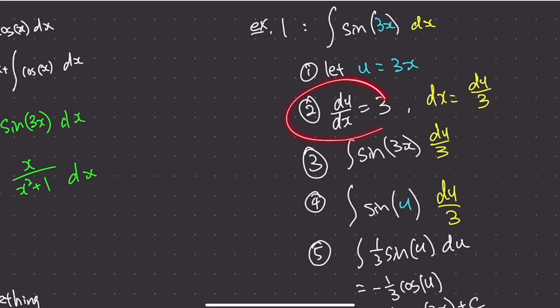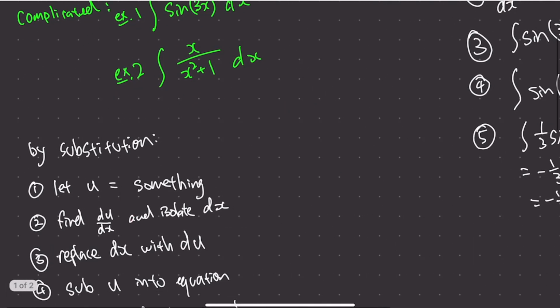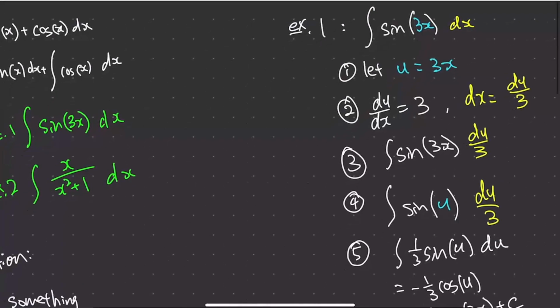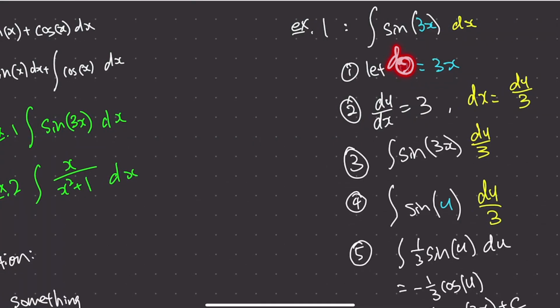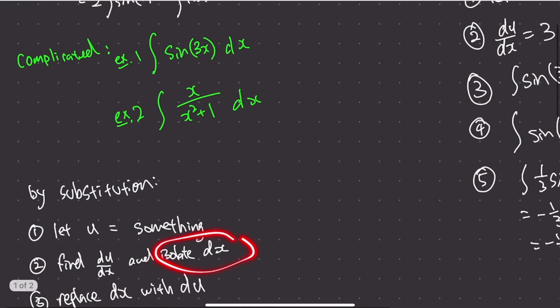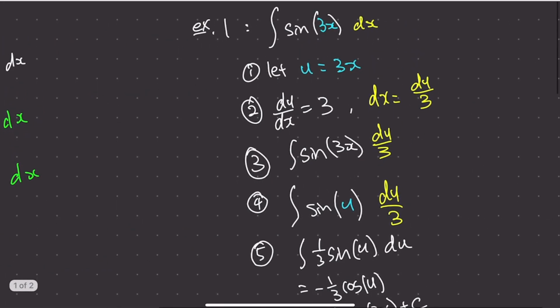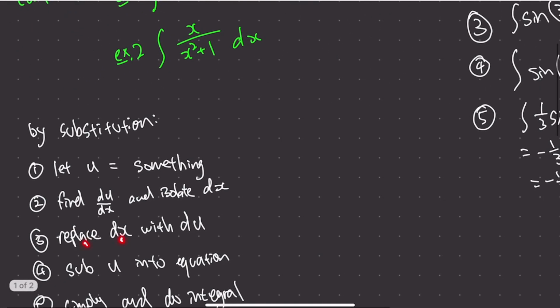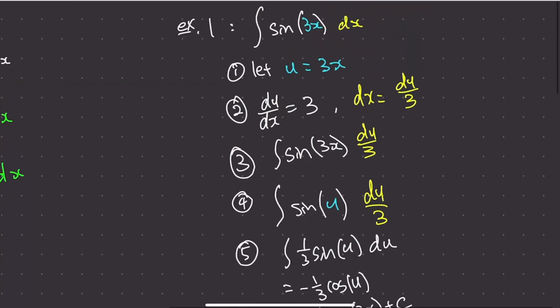So step number 2, we need to find du over dx and isolate the dx. If we differentiate, we get 3, so du over dx is equal to 3. Then we need to isolate the dx. Moving this to this side and moving the 3 down to the bottom, we get dx is equal to du over 3. Then step 3, replace dx with du. So we replace this dx here with du over 3, and then we get this.